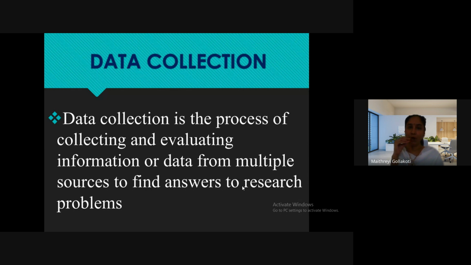Data collection is the process of collecting and evaluating information or data from multiple sources and finding answers to research problems. Okay. Now, for every research, data is the most important thing. Without data, we cannot proceed with our research, because data is required to analyze, to find out new things, or to create new things. Okay, so that is why data is very important, and it is the first job of the researcher to collect this data.